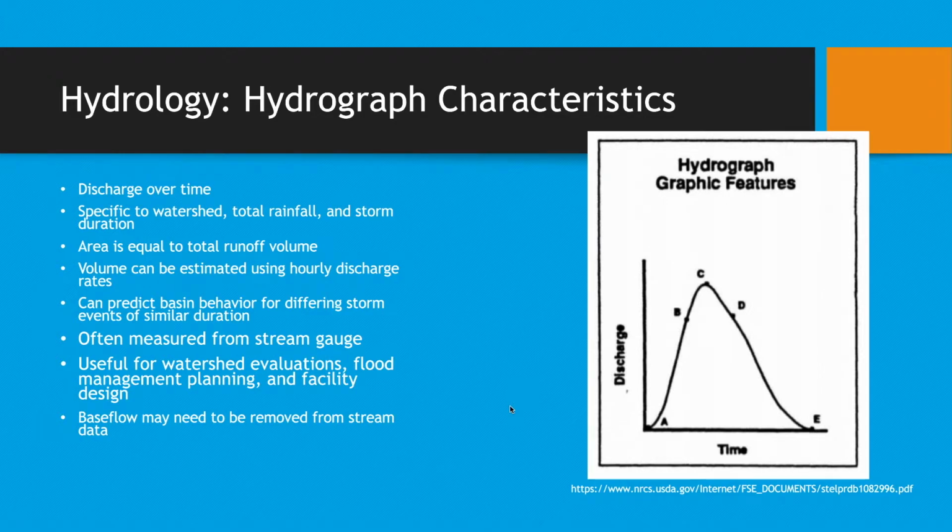So, hydrograph characteristics. A hydrograph is a plot of the discharge flow rate over time from a watershed. So typically you would have a stream gauge in a receiving stream somewhere, and following a rain event, you'll get this peak curve of your discharge.